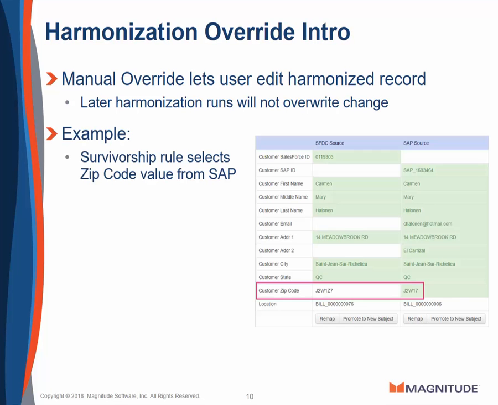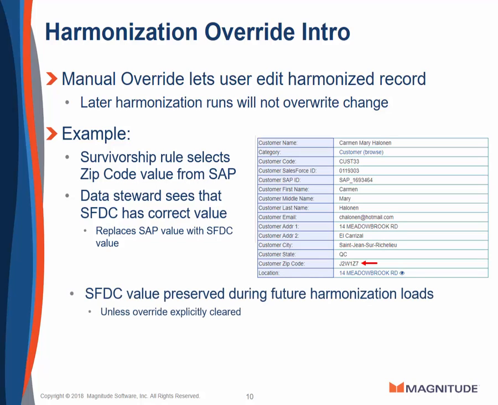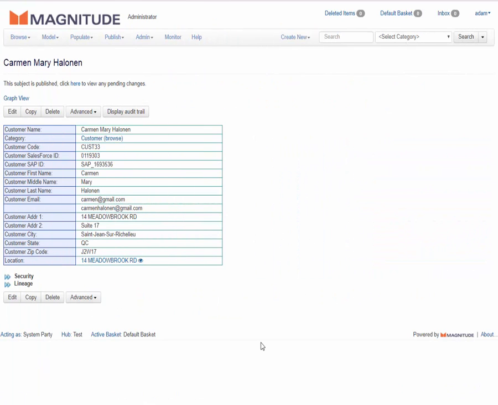Here's an example scenario, using the rules defined for harmonization loads into our customer category. During a harmonization load from the SFDC and SAP sources, the survivorship phase selected the zip code value from SAP. Later, a data steward realizes that the SFDC source had the correct value, so she replaced the value. The company acquires another company, and harmonization is rerun to integrate a new data source. In this case, the change the data steward made will be preserved unless the override is explicitly cleared. Let's take a look at this new feature in MDM.